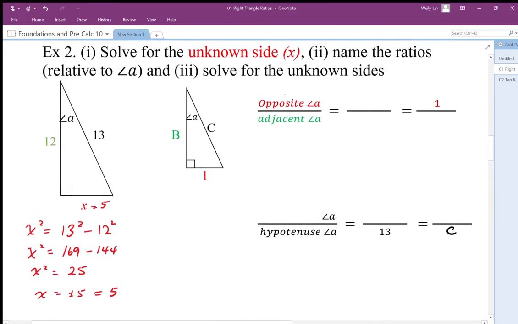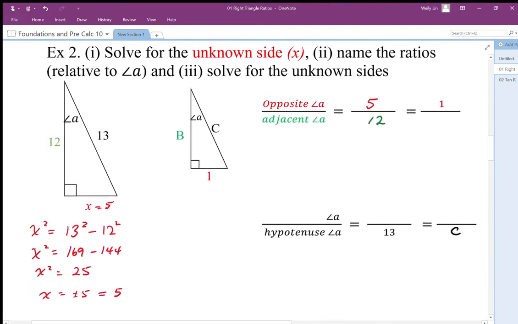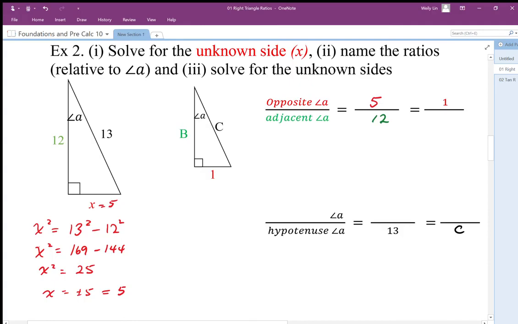Now we're going to use specifically the opposite of angle A, and compare that to the same triangle side adjacent to angle A. So we're going to do 5, and then in the same triangle, we're going to compare it to the adjacent to angle A, which is 12. Now this ratio we can write as a decimal, but we're going to keep it as a fraction because it'll be easier to solve as a fraction.